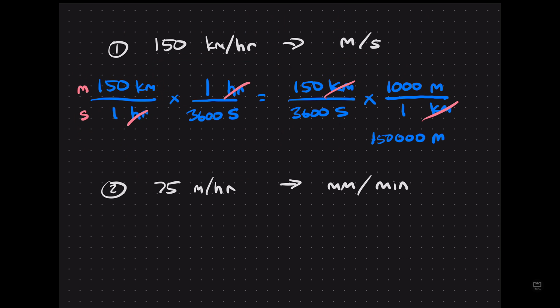So successful there. And on the bottom I have 3,600, and the units that are remaining there are seconds because the kilometers got canceled here. So successful there. I am now in meters per second. The only thing is that I would want to now divide 150,000 by 3,600. And when we punch that into the calculator, we're going to end up with 41.66 repeating, and the units are going to be meters per second.